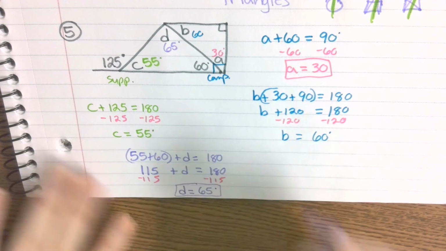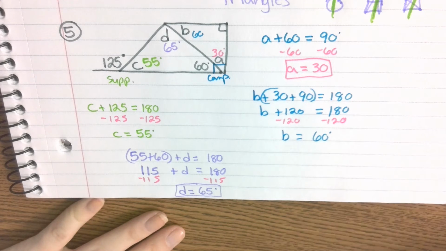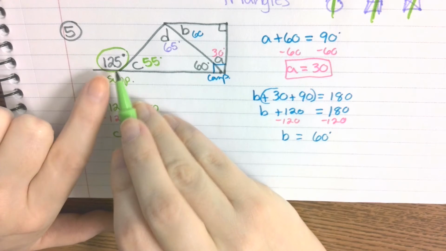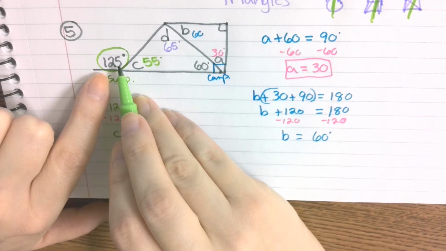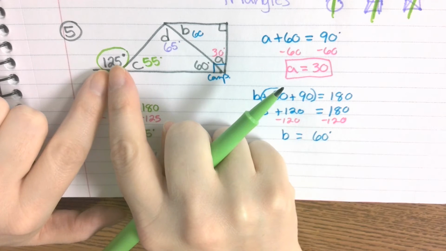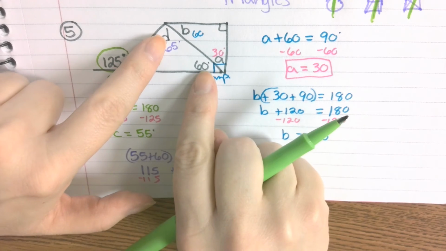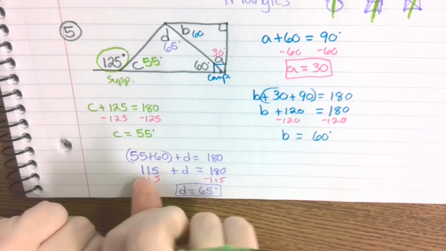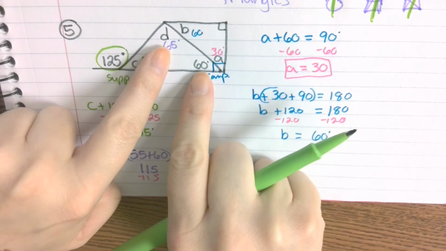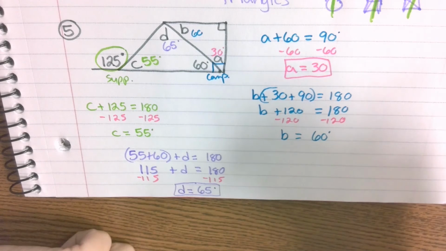Now, there is also a really neat trick. Here's the really neat trick. 125 is considered to be an exterior angle. An exterior angle to the triangle. All exterior angles on triangles are equal to the sum of the two opposite interior angles. Here's 125. 65 plus 60 is equal to 125. That's just a neat little trick to know.